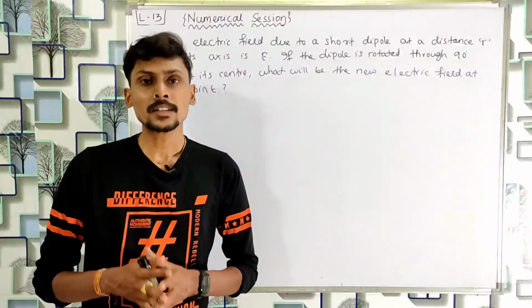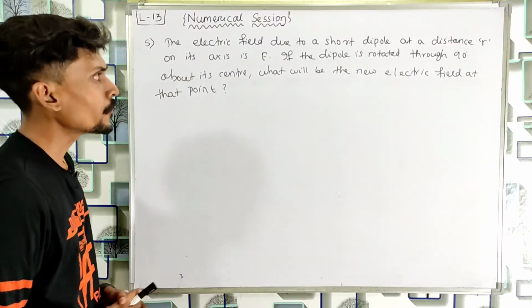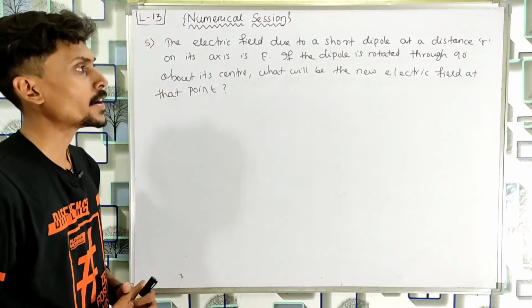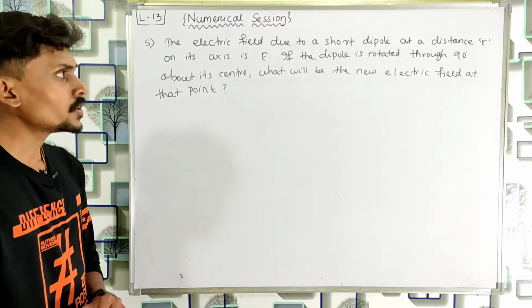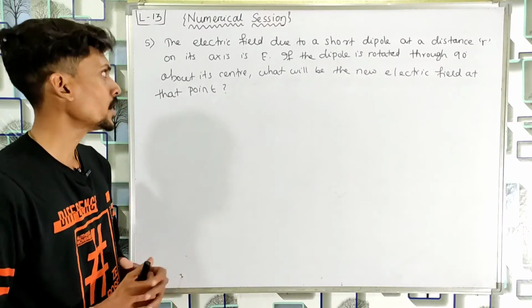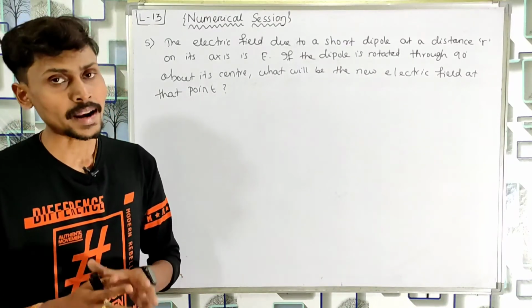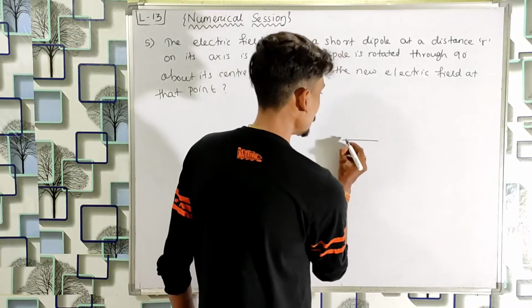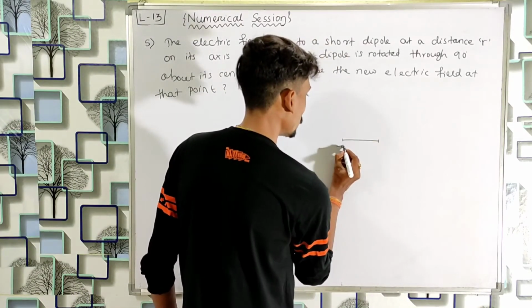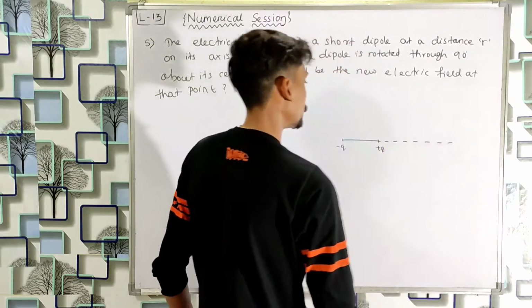So now look at the next question, question number 5. The question is, the electric field due to a short dipole at a distance r on its axis is E. If the dipole is rotated through 90 degrees about its center, what will be the new electric field at that point? Suppose we have a short dipole like this. This is minus q charge and this is plus q charge, and this is the axis of the dipole.